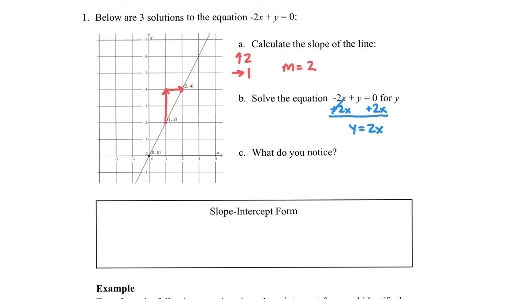So what I want you to notice is that the number in front of x and the slope are the same here. And that's actually not a coincidence. So, I'm going to write down here that the coefficient of x is the slope.